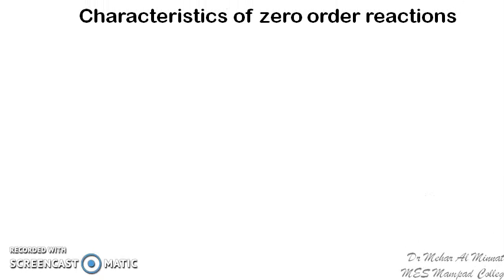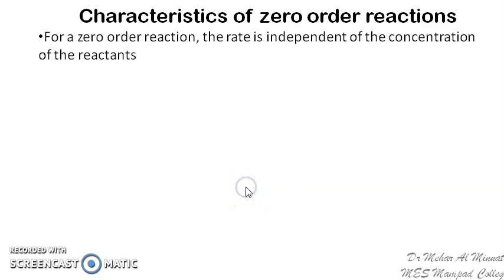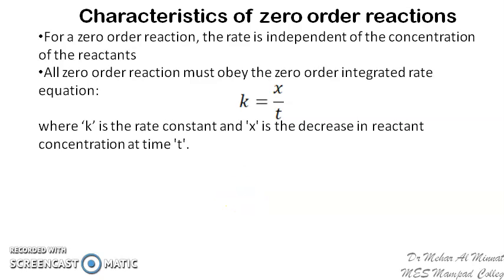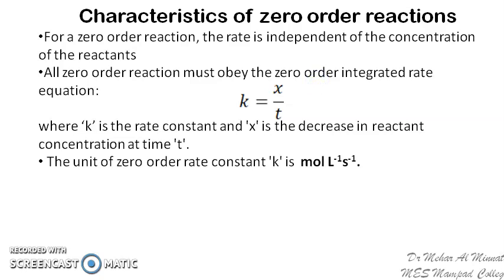Now, let us summarize this and put it as the characteristics of zero order reactions. The first feature is that for a zero order reaction, the rate is independent of the concentration of the reactants. And then all zero order reactions must obey the zero order integrated rate equation k equal to x by t. Here k is the rate constant, x is the decrease in reactant concentration or the concentration of the product, and t is the time. The unit of zero order rate constant k is moles per liter per second, and for a zero order reaction T half is equal to a by 2k.